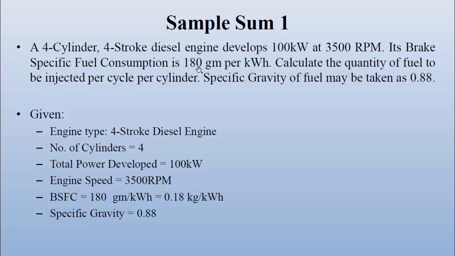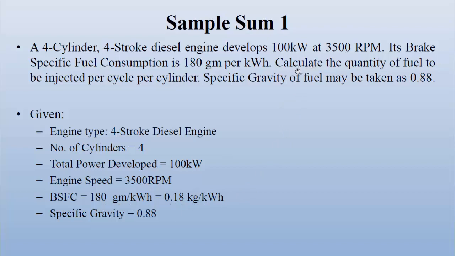Okay, so as I have already told you, BSFC should always be in kg per kilowatt hour. So you have to convert 180 gram per kilowatt hour into kg per kilowatt hour. That is what I have done over here. So 180 gram per kilowatt hour is 0.18 kg per kilowatt hour.